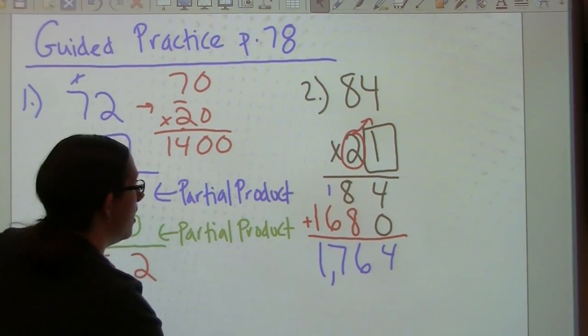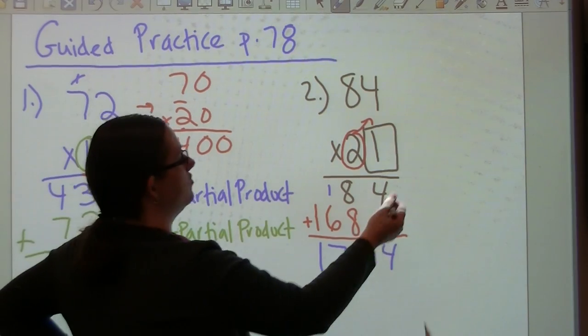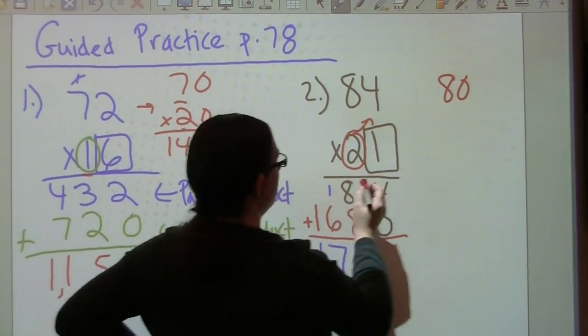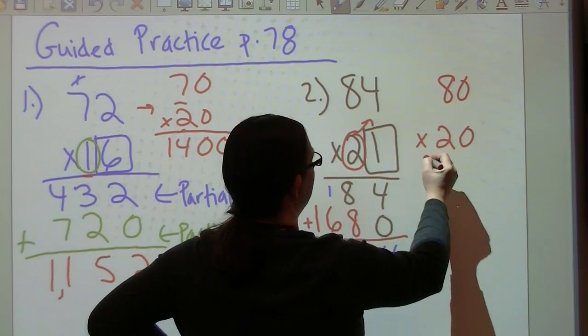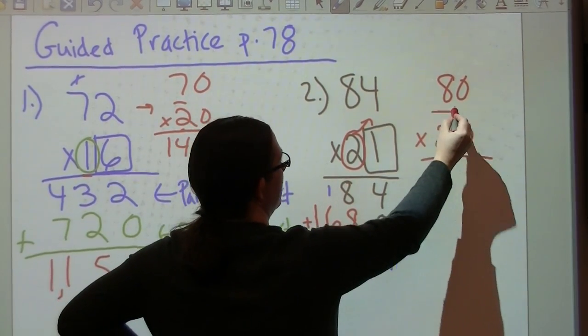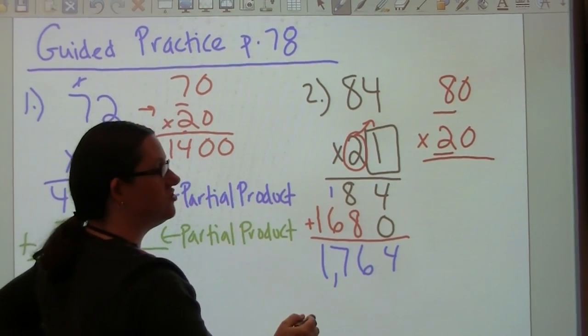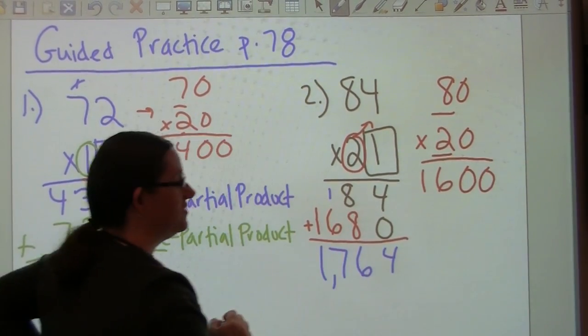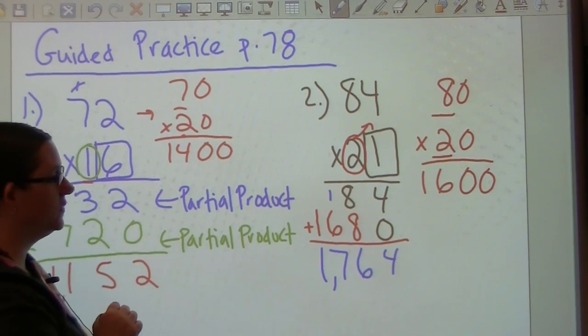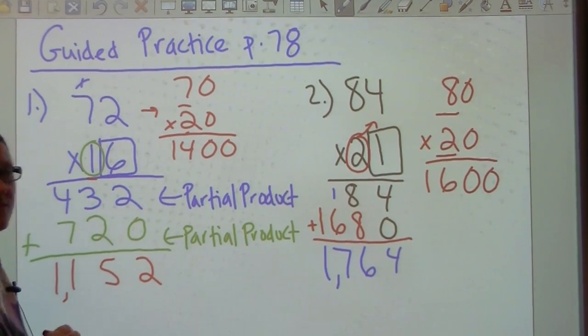Let's estimate our numbers. 84 would round to 80. 21 would round to 20. And let's multiply that out. We just find our non-zero digits. 8 times 2 gives us 16, and we add our zeros. So we have about 1,600. Is that close? Yes, that's close. So our answer is reasonable.